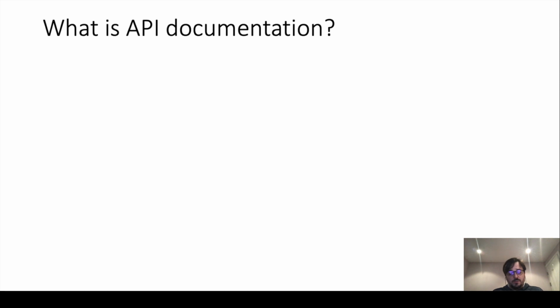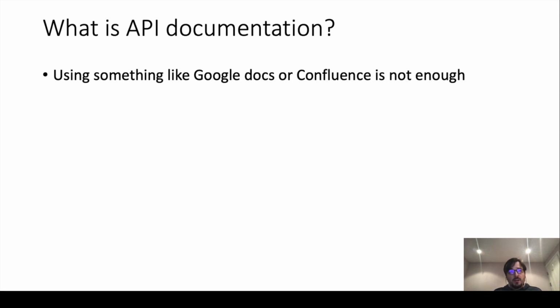In this regard, I would like to clarify a few ideas about what counts as API documentation. When working with different teams, I've seen different situations of people using tools like Google Docs or SharePoint or Confluence and similar means to produce API documentation. Now, this is not necessarily bad. It's definitely better than nothing, but it's definitely not enough.